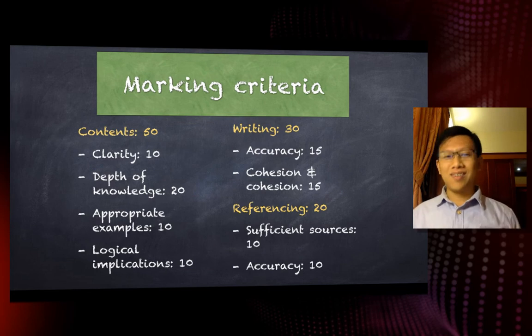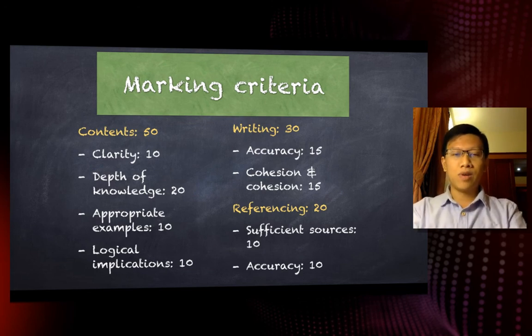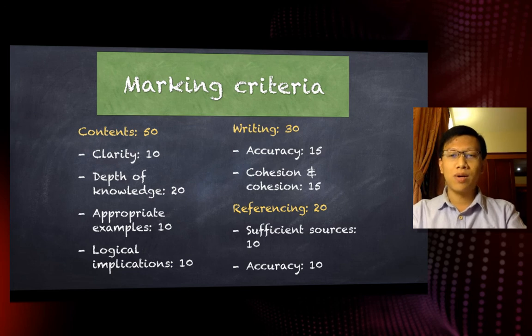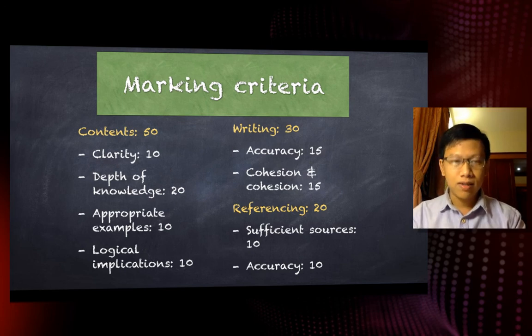Now for our marking criteria, this is what you love most. Contents account for 50 points, writing accounts for 30 points, and referencing accounts for 20 points. In contents, I assign 10 points for clarity, how clearly you express your ideas. Depth of knowledge accounts for 20 points in this field of contents. Show me that you have read intensively and extensively into the grammar point that you have decided to carry out research on. Appropriate examples will offer you 10 points, and logical implications at the end of the writing give you another 10 points.